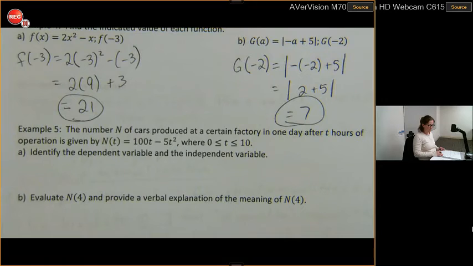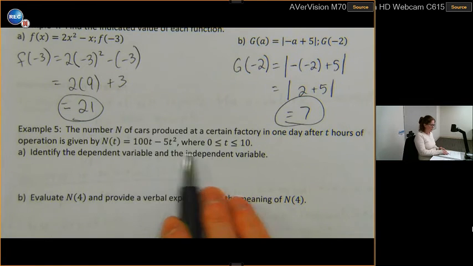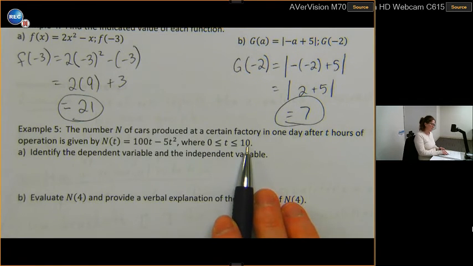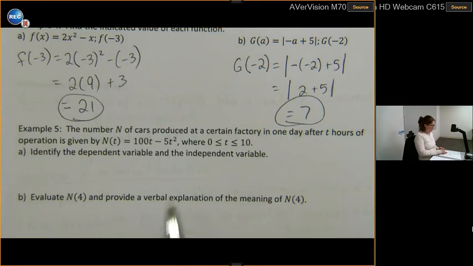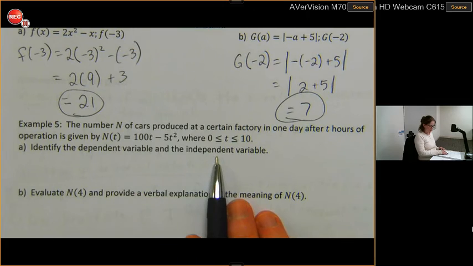A little word problem. Number of cars represented by capital N produced at a factory in one day after T hours of operations. And we have our function. And we're told the time is between 0 and 10. That just means that the factory is only functioning for 10 hours out of the day. Identify the dependent variable and the independent variable.